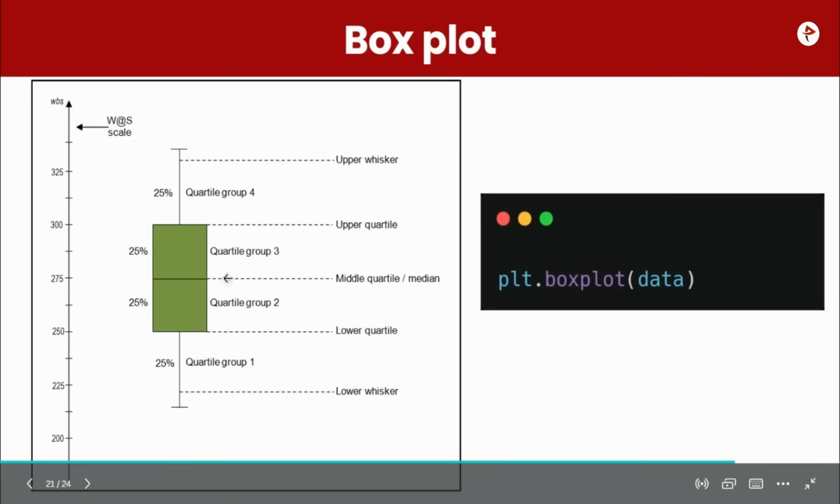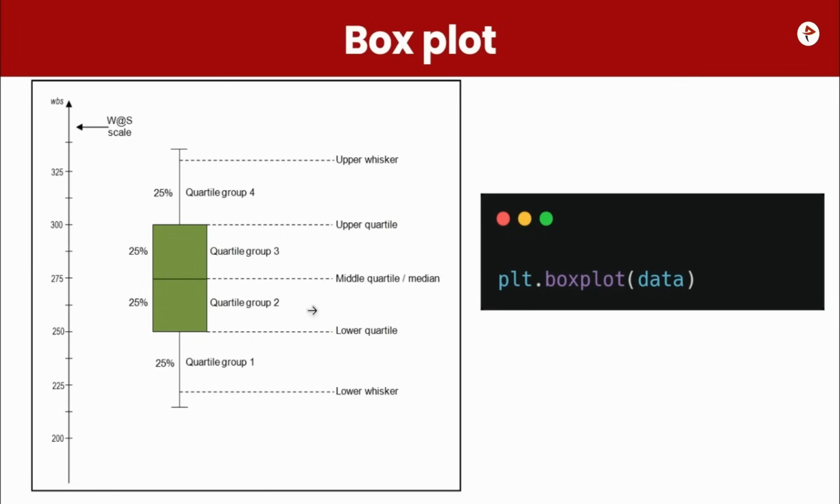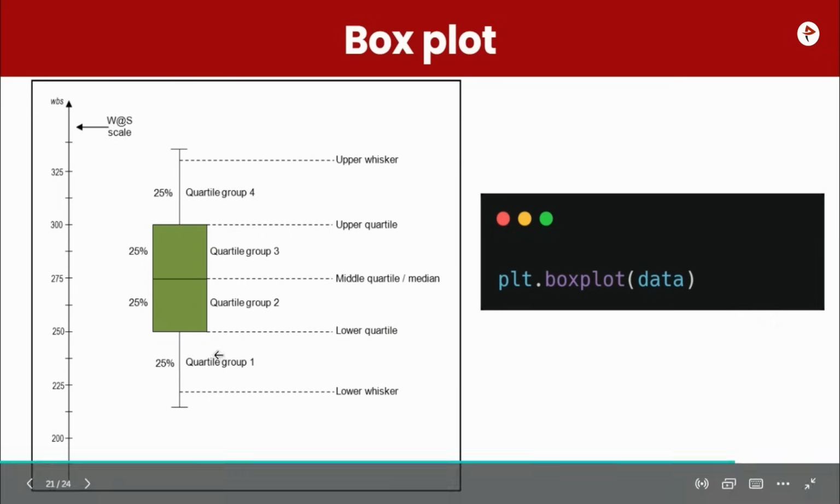In the center we have the median value, which is known as the middle quartile, and we have the upper quartile and lower quartile, which are 25% away from the median value. Above that, 25 plus 25, 50% of the values will be in quartile 4 here, and another 50% will be here. We have a lower whisker and upper whisker, and above or below these are the outliers, which differ very much from the center median value. Okay, this is what a box plot is.